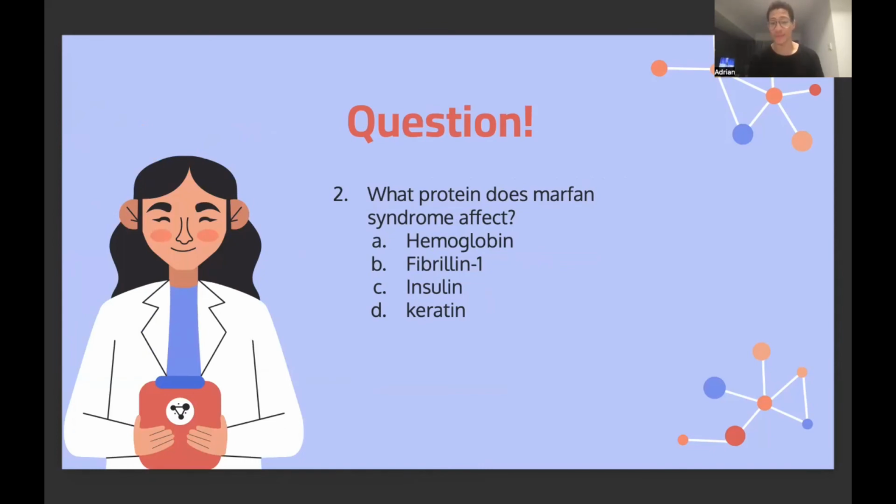The genetic defect of fibrillin 1 leads to an increase in the production of another protein, which is the transforming growth factor beta, or TGF-B. It is this protein's overproduction that is responsible for the features present in a person with Marfan syndrome. Okay. We're going to move on to question number 3.